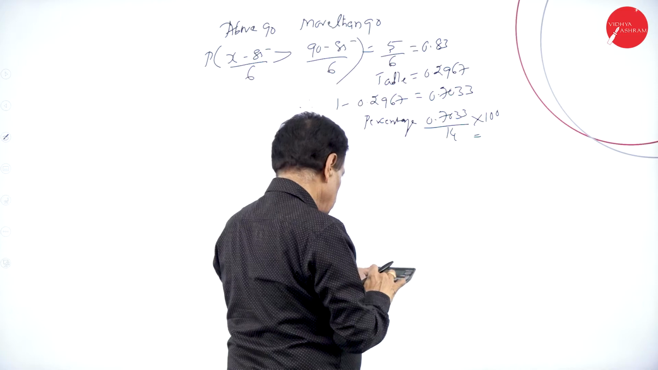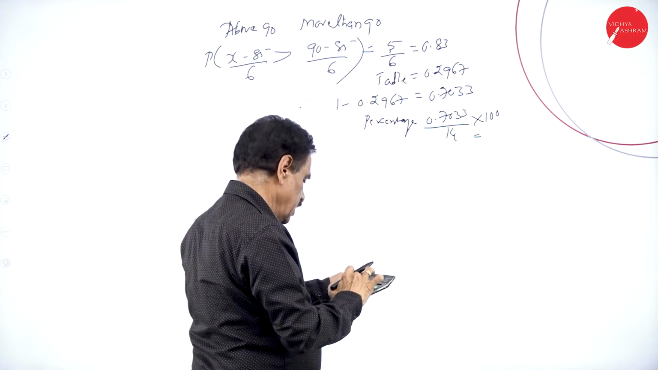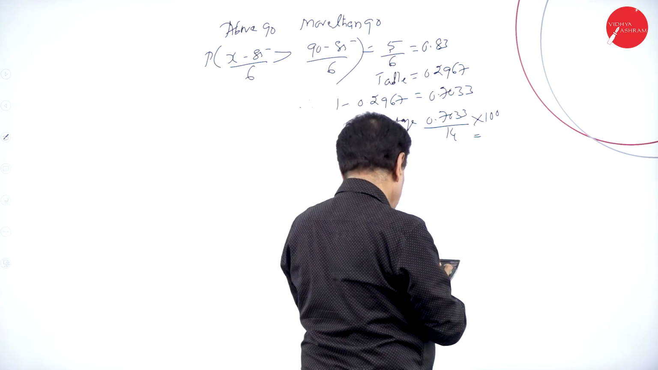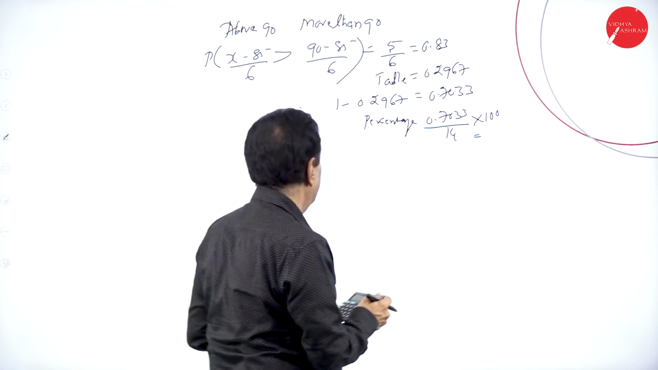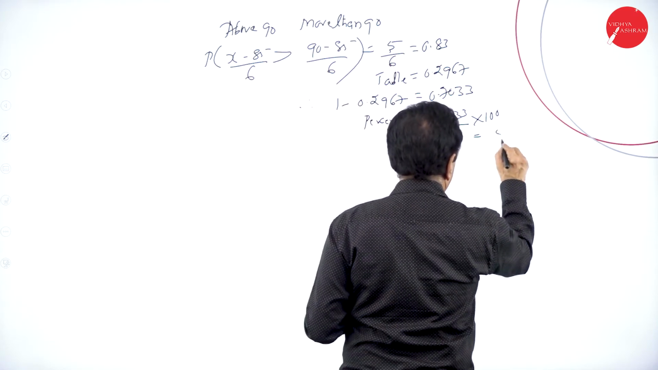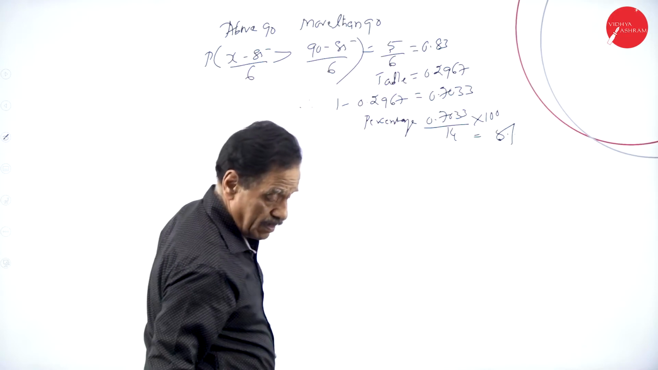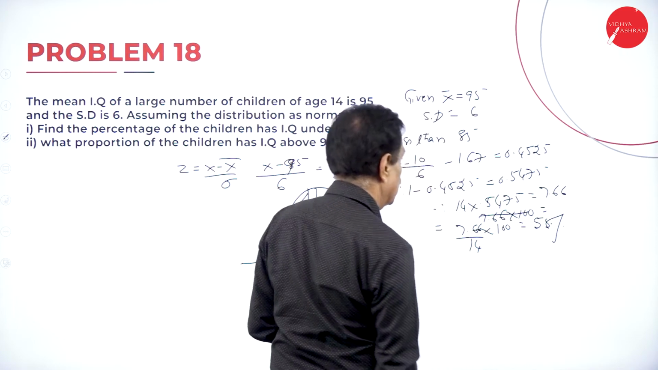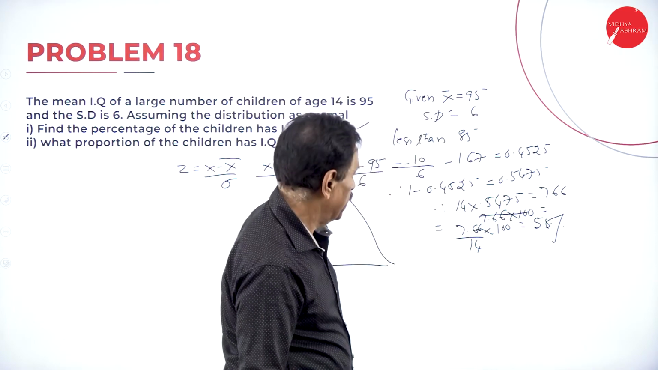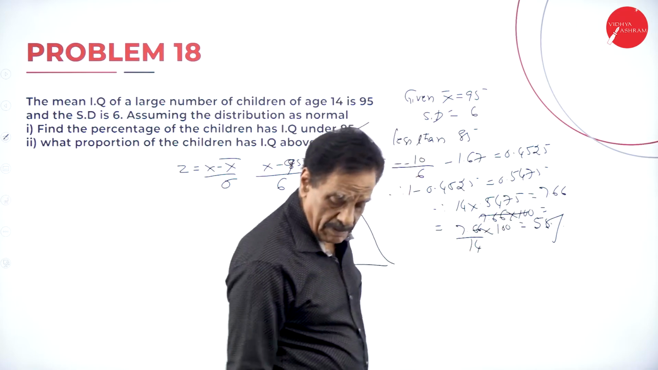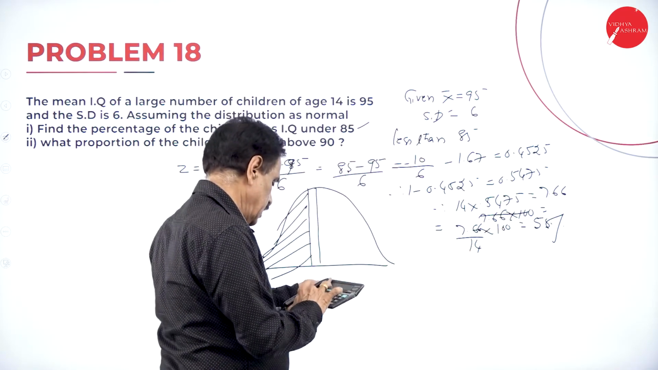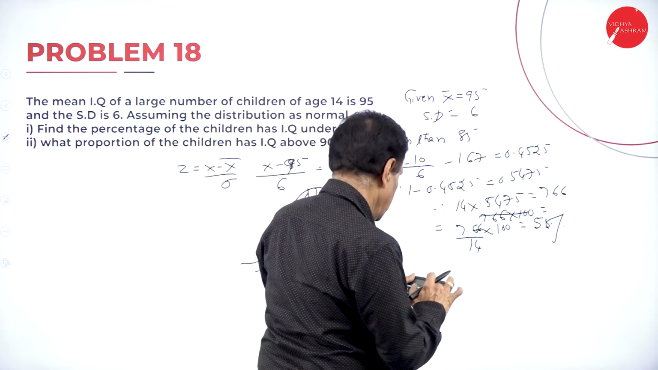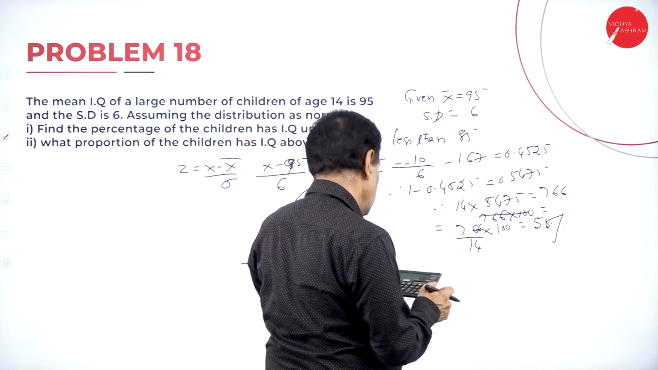This is 0.7033 into 100, 70.3 divided by 14, 5.02, 5%. That's all. First one, minus 10, deduct 7.66 point divided by 100. 7.66 into 100 divided by 14. 54. Correct.